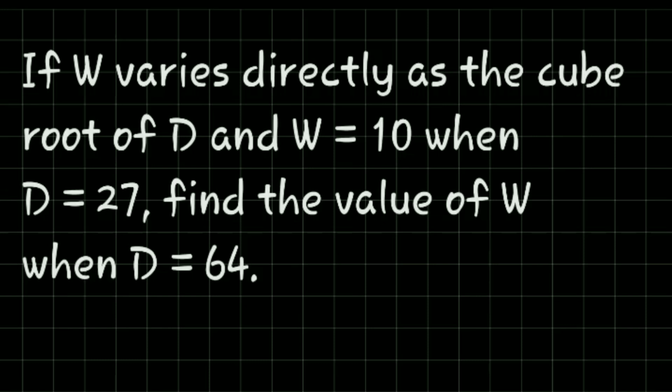Now, if W varies directly as the cube root of D, I told you that this sign means varies directly as the cube root of D. And when W equals 10, D is 27. Find the value of W when D is 64. Having written the statement, the first thing to do here is to change this symbol to something operational, something we can make use of. Change that symbol to an equality sign.